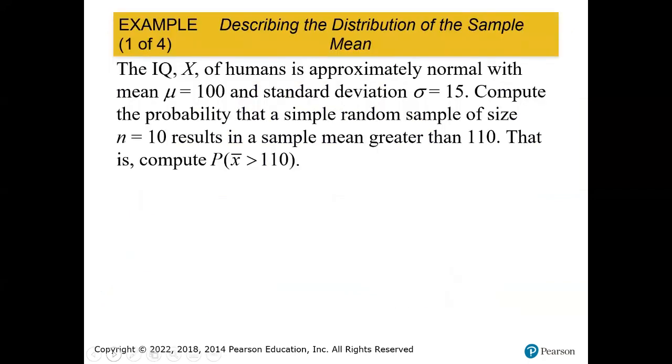Once we calculate that information, we can then ask questions about probabilities. So the IQ of humans is approximately normal with a mean of 100 and a standard deviation of 15. Compute the probability that a simple random sample of size 10 results in a sample mean greater than 110. That is, compute the probability that the sample mean is greater than 110.